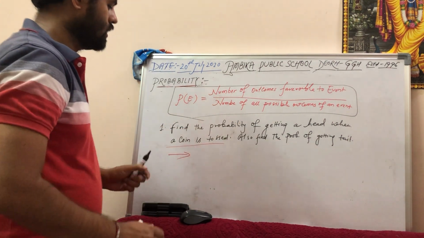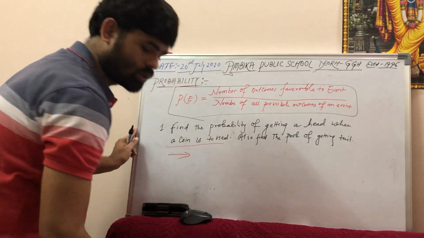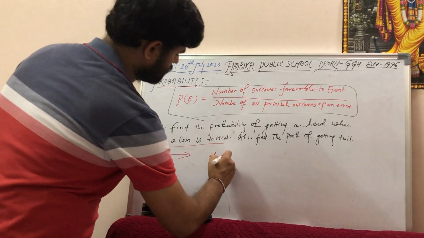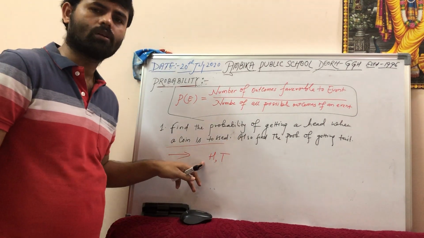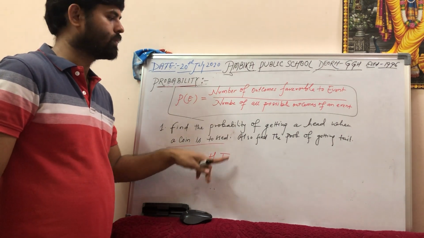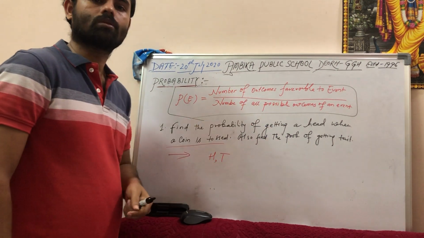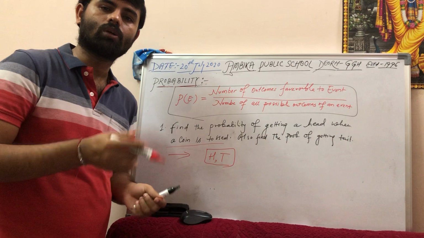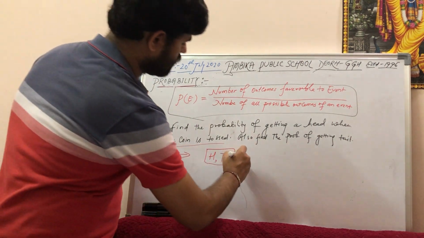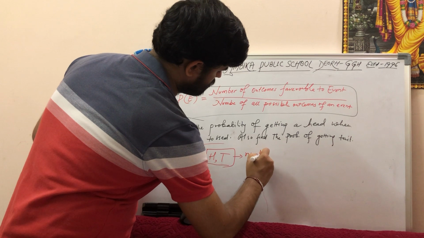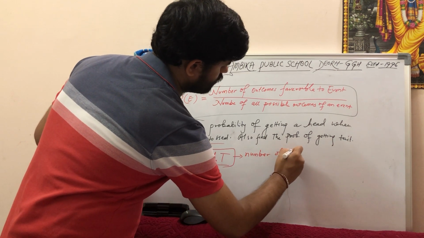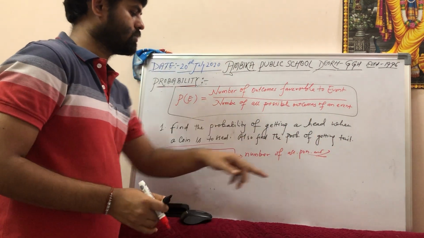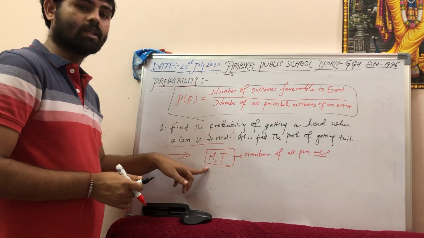Fine, so I will say, when I toss the coin, either I will get head or I will get tail. Nothing else is possible, right? Only head is possible or tail is possible. So the number of all possible outcomes when we toss a coin is head and tail.